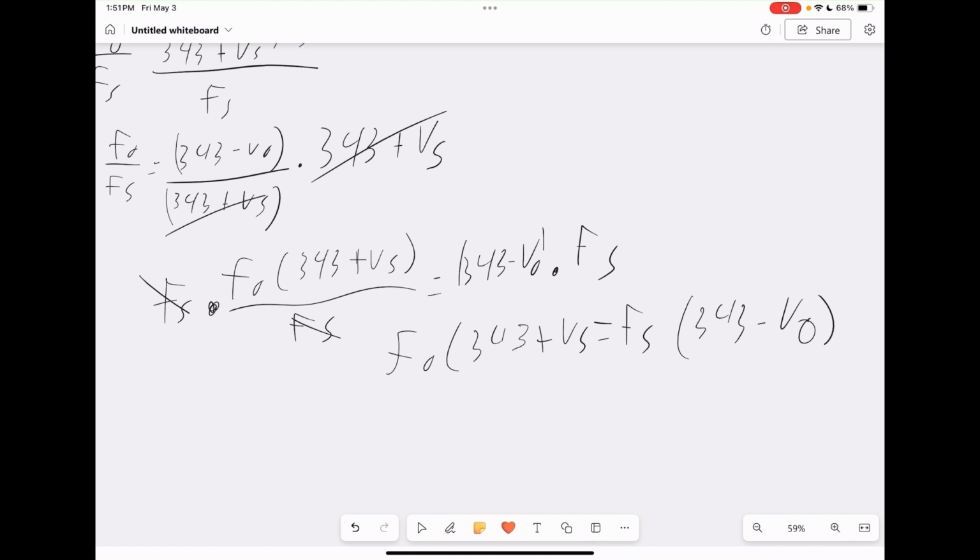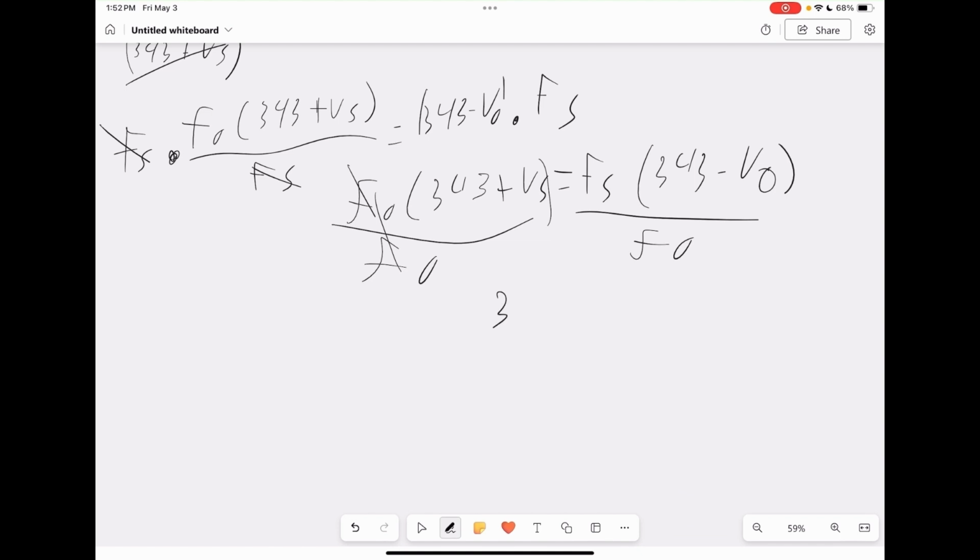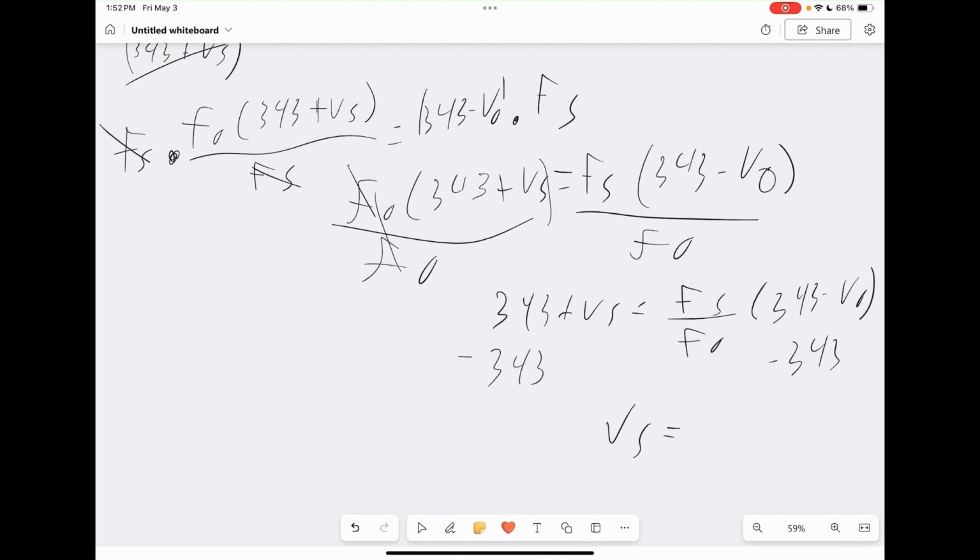like this. Okay, I can divide this by F naught to get rid of the outside part. That cancels here. And then the last thing I can do, I get 343 plus Vs equals Fs over F naught times 343 minus V naught. Subtract 343 from both sides. And I'm getting Vs equals Fs over F naught, or F0, times 343 minus V naught, minus 343.